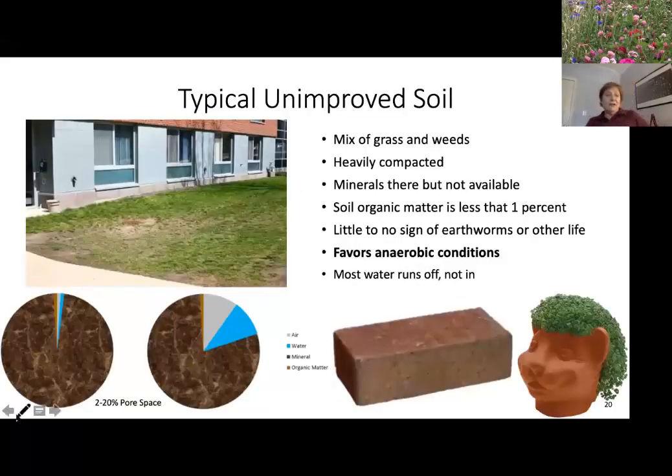If you have fairly unimproved soil, you're typically going to see a mix of grass and weeds. Your soil will probably be heavily compacted. The minerals may not be available because the pH of the soil is not in a range that allows them to be soluble. The soil organic material will be very low, and you won't see much sign of earthworms. This kind of soil is going to favor anaerobic conditions, which are not good for plants. The water is going to run off of this soil rather than soaking in.